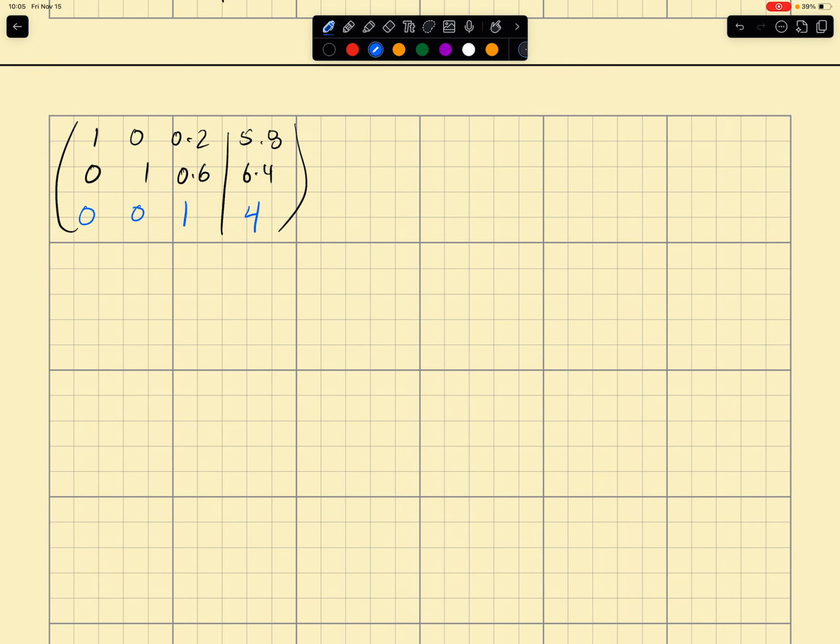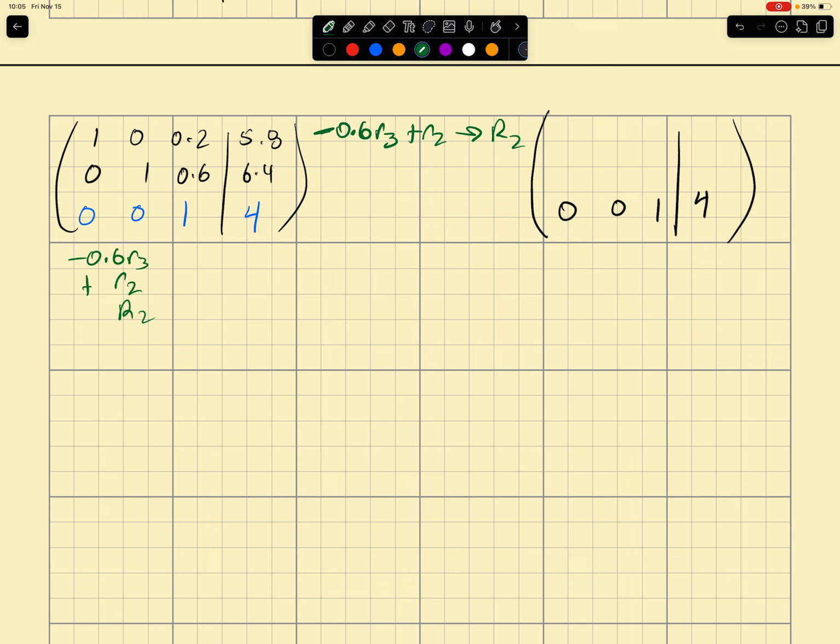All right, so the opposite of 0.6 is negative 0.6. So negative 0.6, we're going to use row 3. We're going to add that to row 2. That's going to replace row 2. And we're going to be using row 3, but we're not replacing row 3. Row 3 is done, okay? All right, so negative 0.6 times row 3 added to row 2, and that's going to become our new row 2.